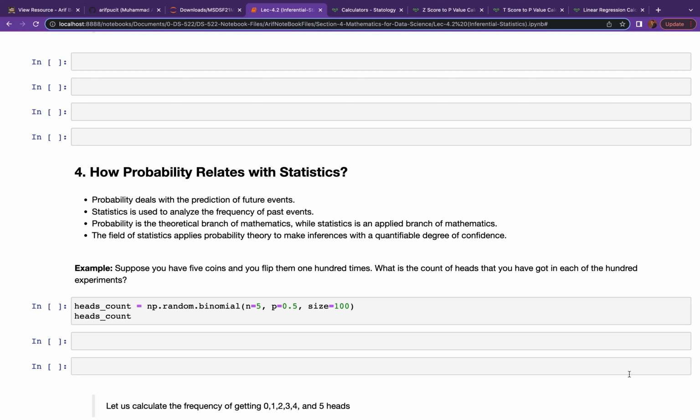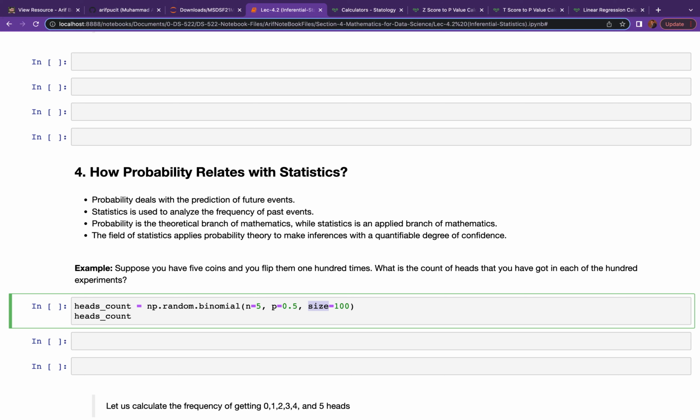Moreover, probability is the theoretical branch of mathematics, while statistics is the applied branch of mathematics. Let us understand this with an example. Let me use the binomial method of the random module of the NumPy library. This time I have passed it 3 arguments. The n, this is the number of coins that I want to flip at a time, which is 5. P is the probability of getting head, which is 0.5. And size is the number of times I want to repeat this experiment.